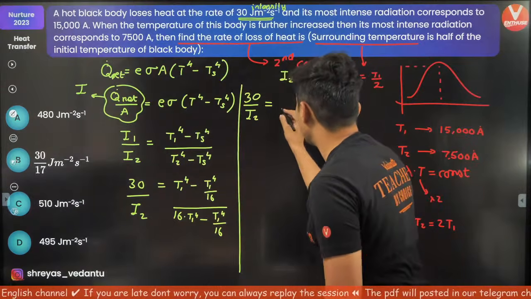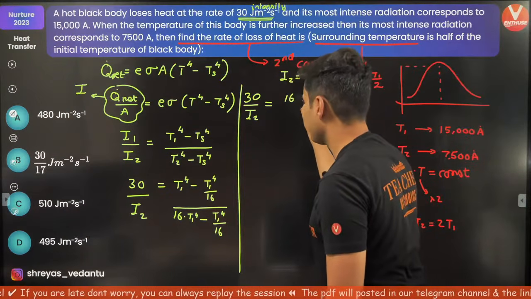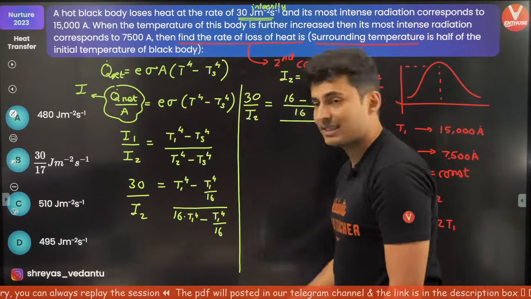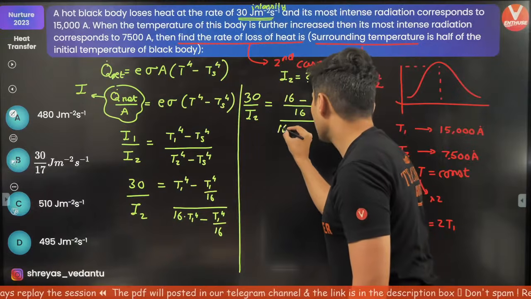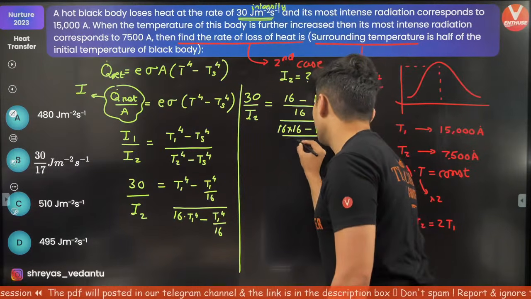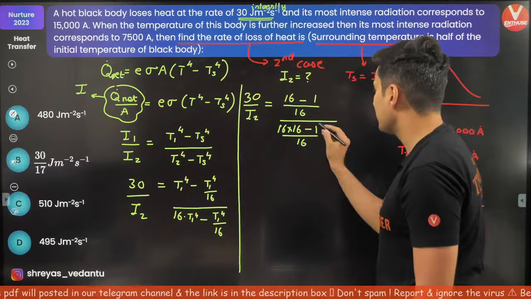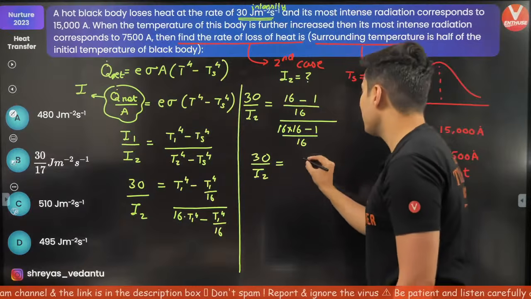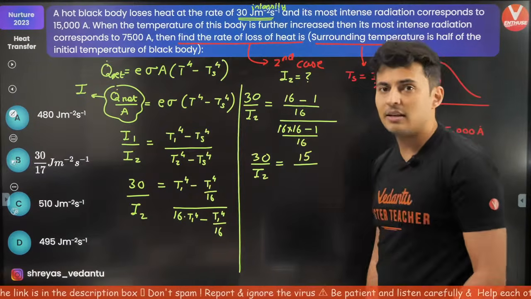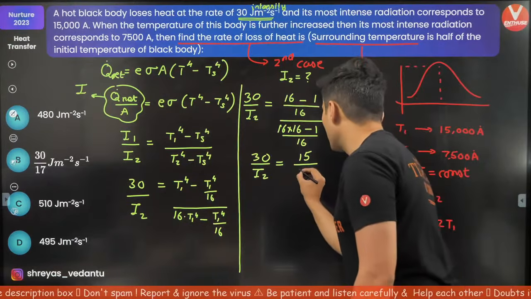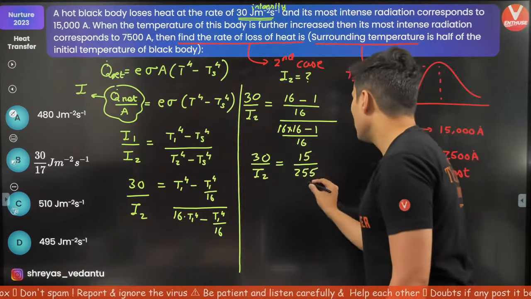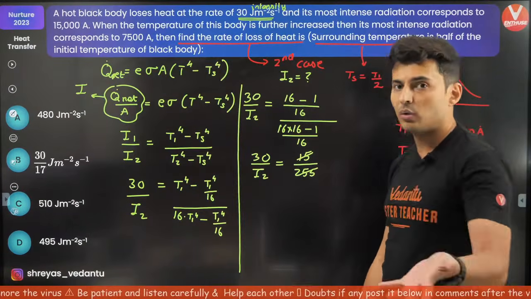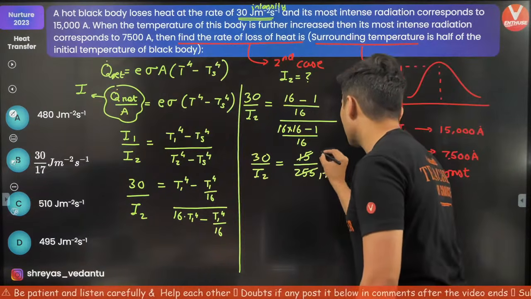Now just take the LCM. See what you will get: 16 minus 1 divided by 16 on the numerator. 16 into 16 minus 1 divided by 16. 16 cancels. So I will get 30 by I2 equal to 16 minus 1, which is 15, over 16 16s are 256, 256 minus 1 is 255. 15 and 255: 15 15s are 225, 240, 255. That means this will go 17 times.